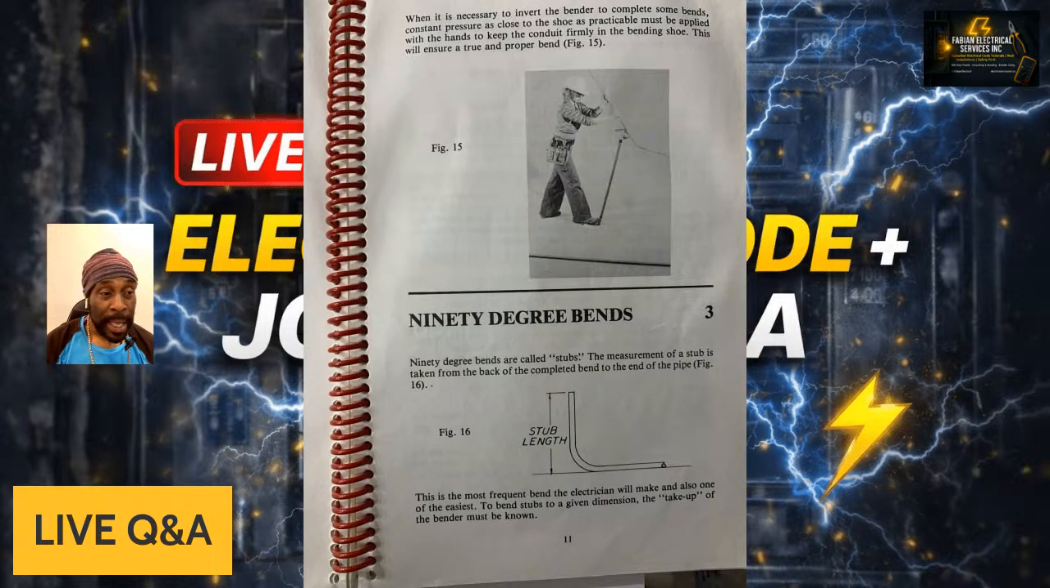EMT conduit bending is very important. As you can see, it's a 90-degree bend that is being bent right now. It's called a stub length, and a stub length is basically a 6-inch conduit that you're bending in a 90 style.